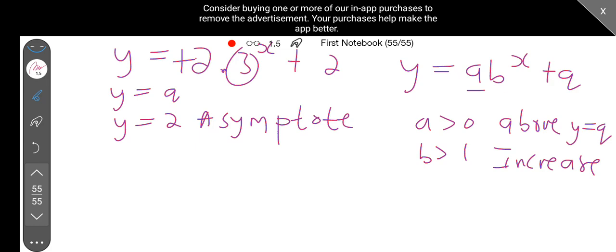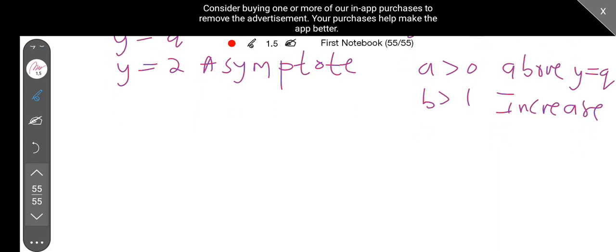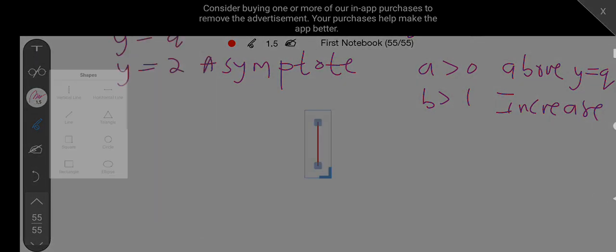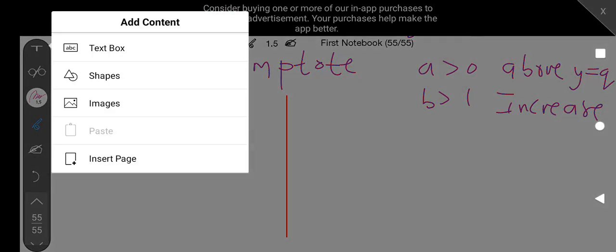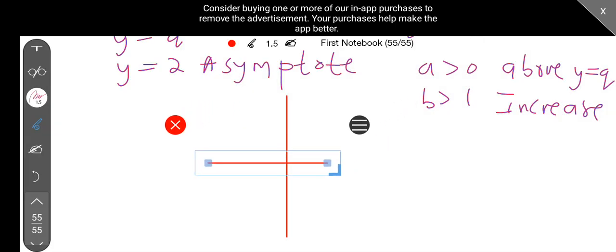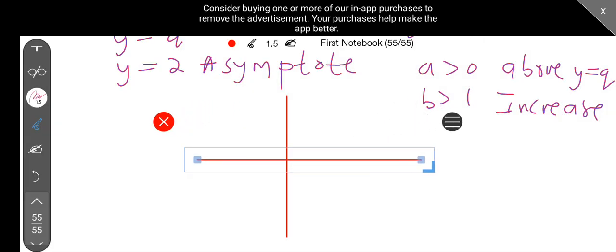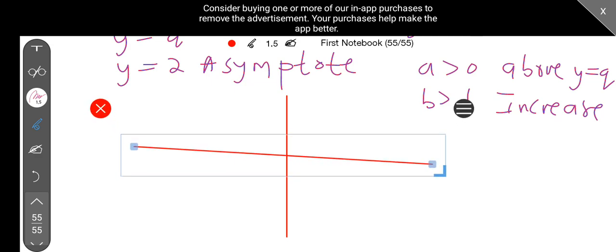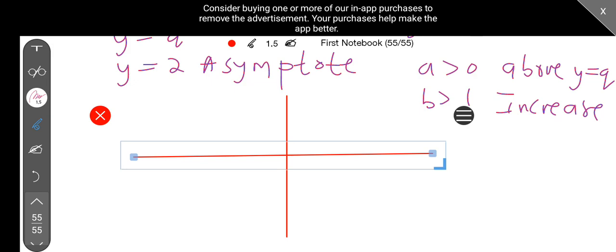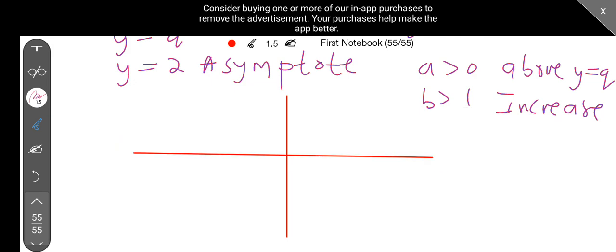So this is how you can do it. We are drawing the graph now. We're going to assume that this is our y-axis and we have our x-axis here. It doesn't have to be to scale, but it must make sense. So this is the x-axis and this is the y-axis. And the line of y is equal to 2 must be in this way.